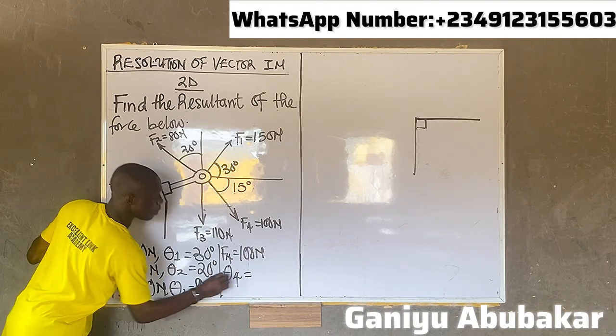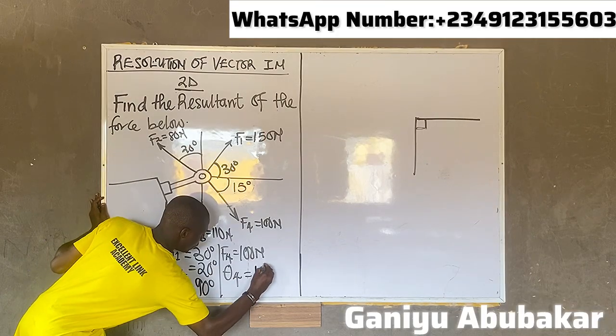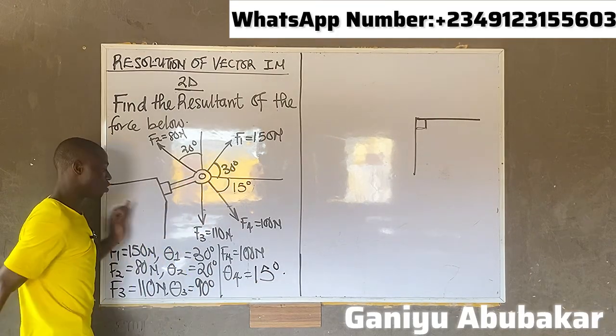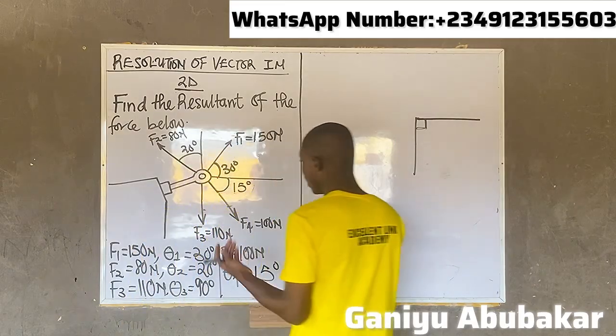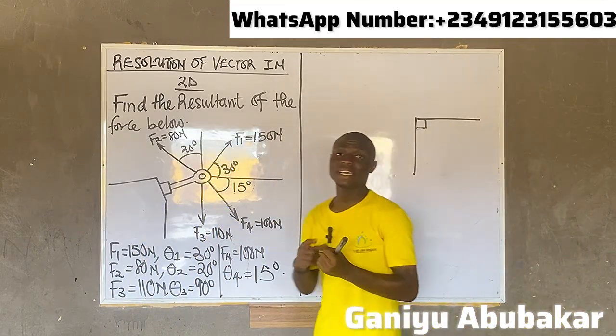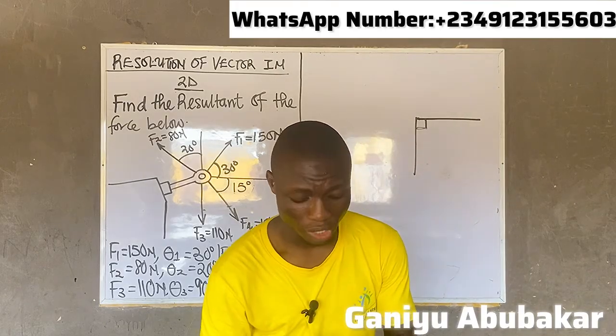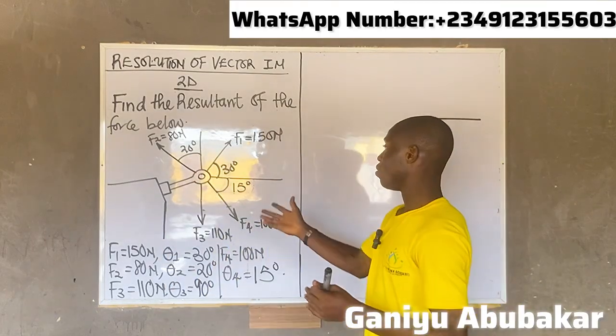So when I erase this part now, for F4, F4 gives about 100 Newton. Theta 4 is about what? 15 degrees to the horizontal. So I have indicated my F1, F2, F3, and F4. Let's get the resultant, magnitude, and then direction of this system.